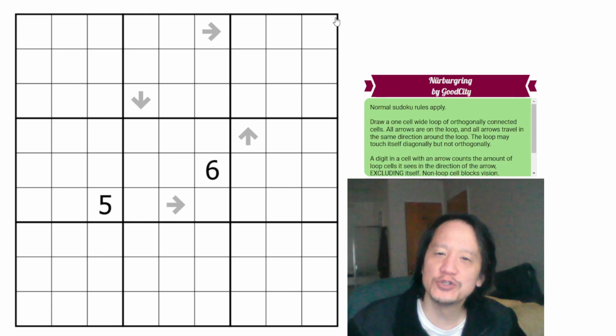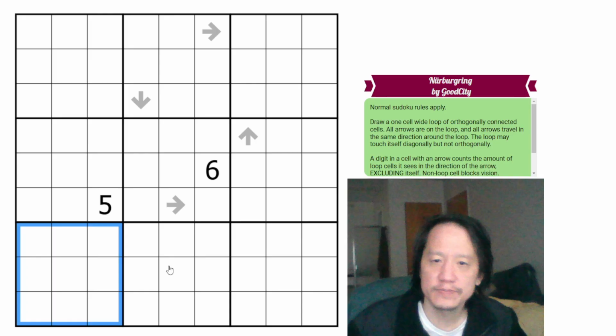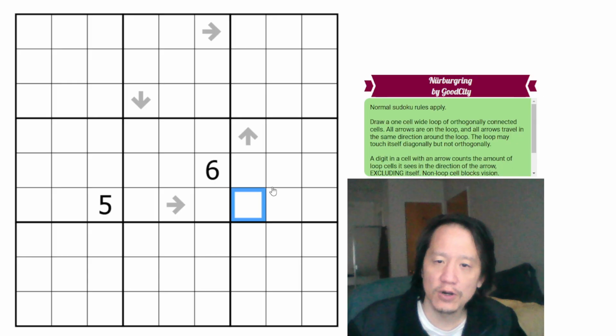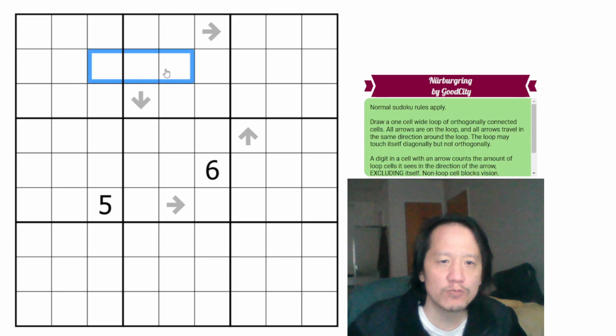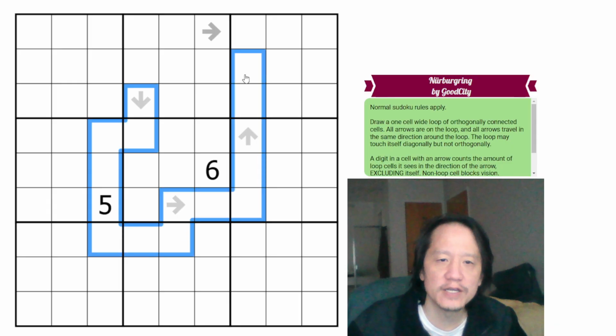Here are the rules. Normal Sudoku rules apply, which means place the digits 1 through 9 once each in every row, column, and box. Draw a 1-cell wide loop of orthogonally connected cells. All arrows are on the loop, and all arrows travel in the same direction around the loop. The loop may touch itself diagonally, but not orthogonally. Orthogonally just means that two cells share an edge. So to have a one cell wide loop of orthogonally connected cells, they have to all be connected orthogonally.